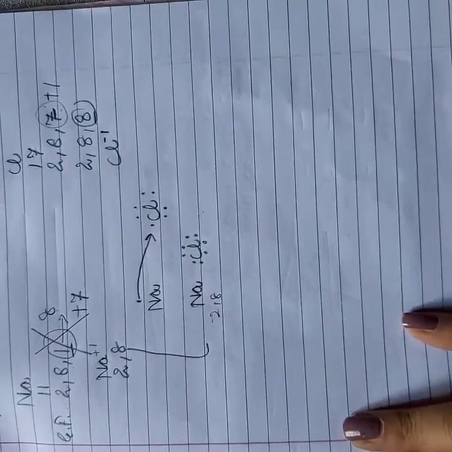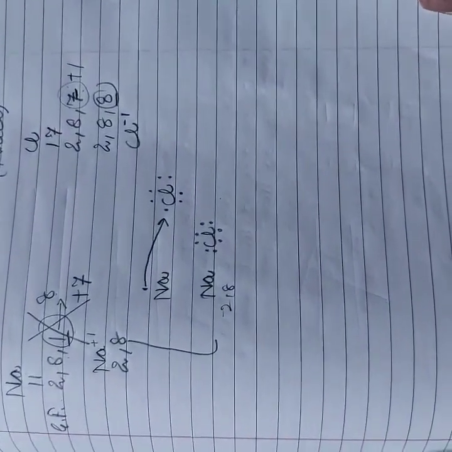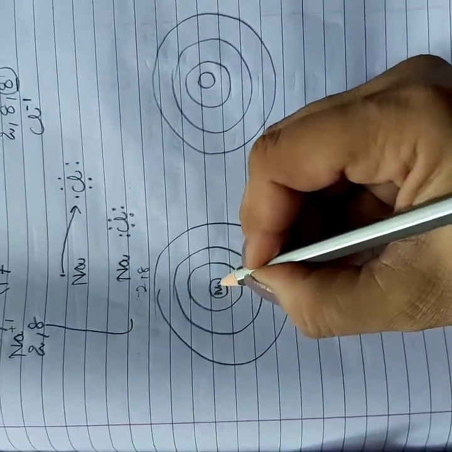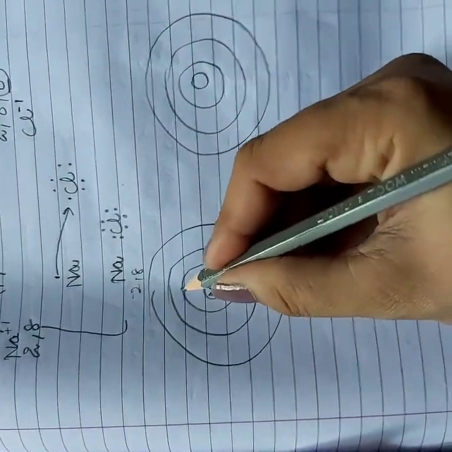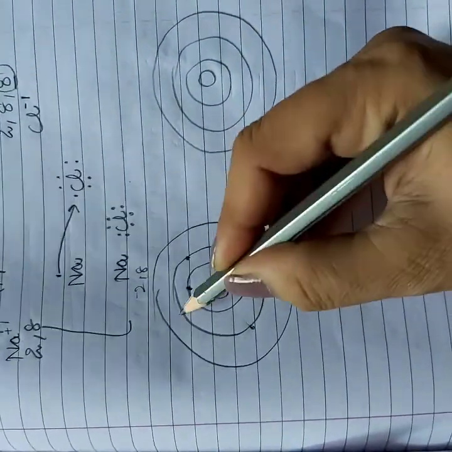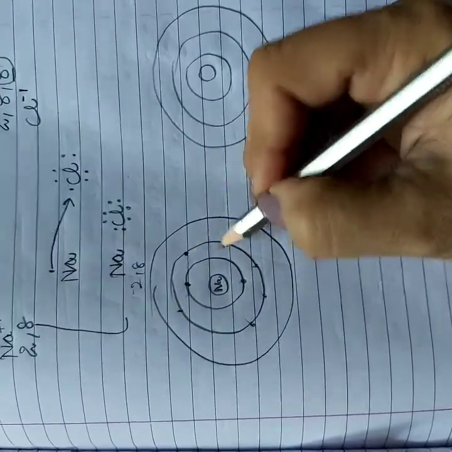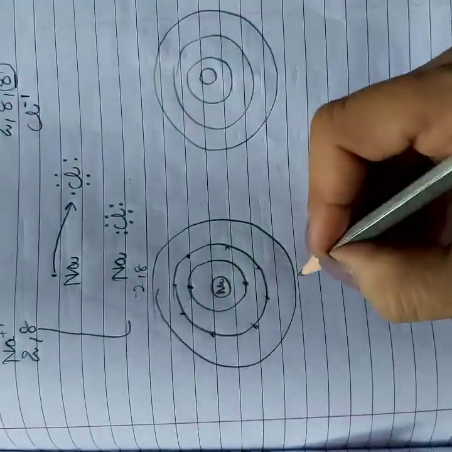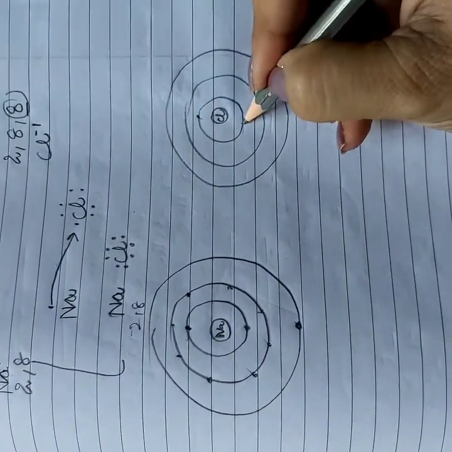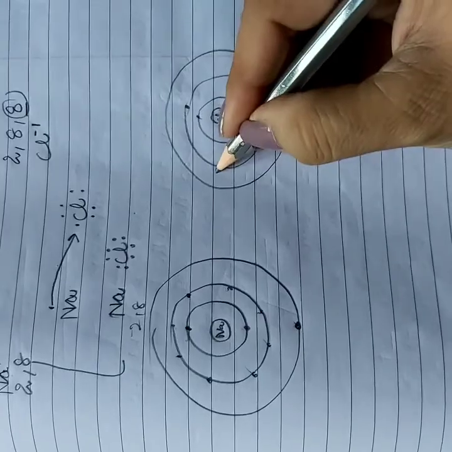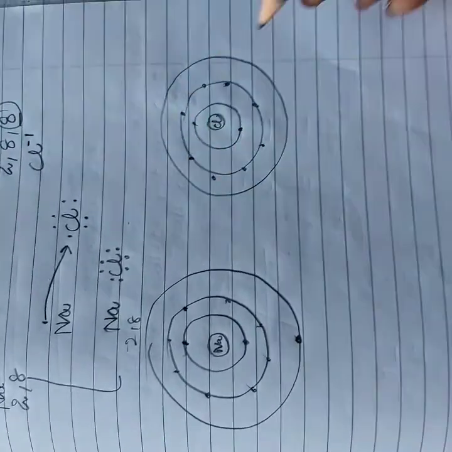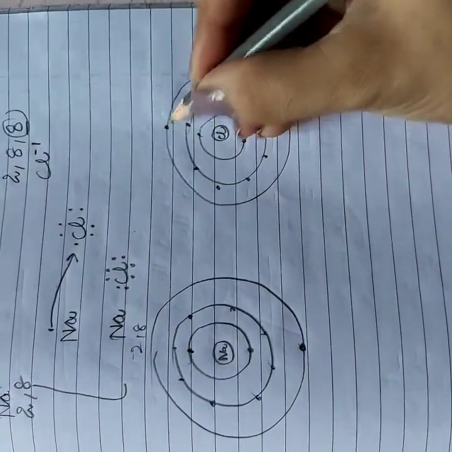For the orbital structure, we will draw the nucleus also and all the orbits. We have drawn here the nucleus of sodium. In the first shell, K shell, there are 2 electrons. In the L shell, there are 8 electrons. And in the last shell, there is only 1 electron. And in case of chlorine, this is the nucleus. First shell 2 electrons, second shell 8 electrons, and third shell or valence shell, it will have 7 electrons.